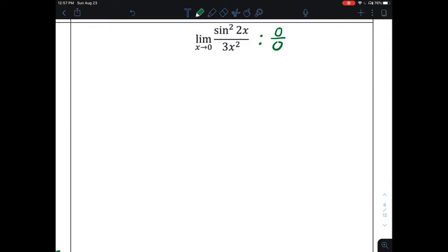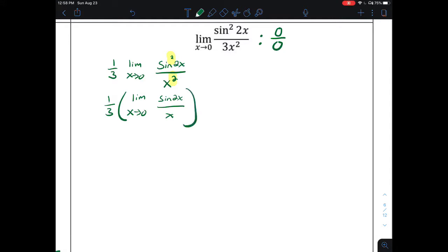Now, I have a couple of things going on. I have multiplication of a constant here with the 3, and I have two functions being squared. So before I worry about the trig part, I'm going to use some properties of limits to rewrite. So first thing I'm going to do is pull out a 1/3. So I have 1/3 times the limit as x approaches 0 of sine squared of 2x divided by x squared. Now, since I can see the two functions being squared, I can use the property of limits. It says we can pull the power onto the outside. And that takes us to here.